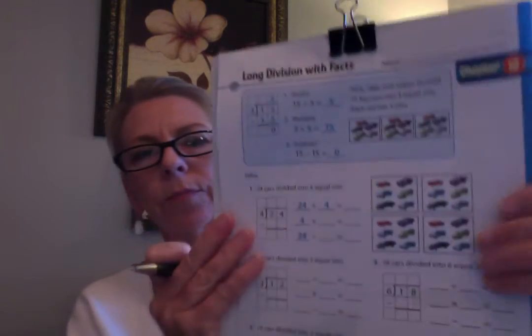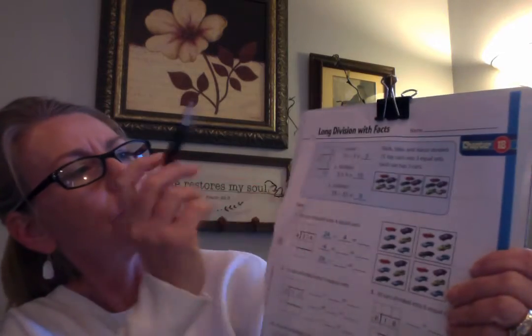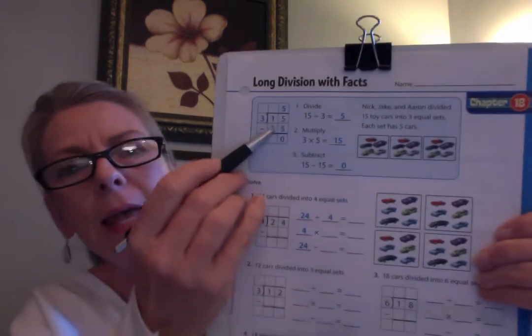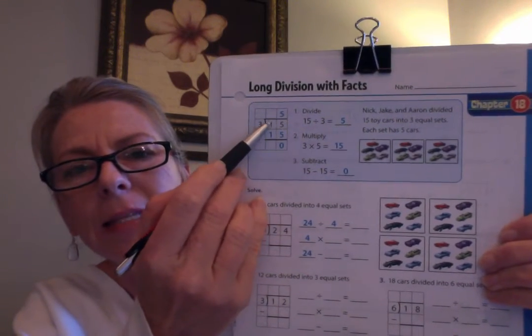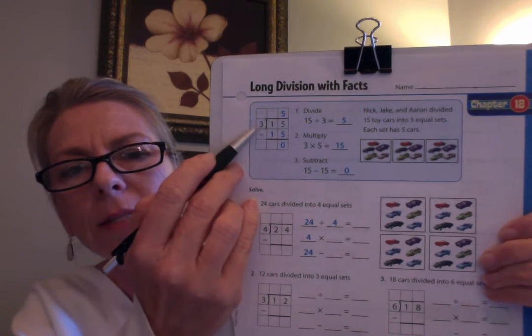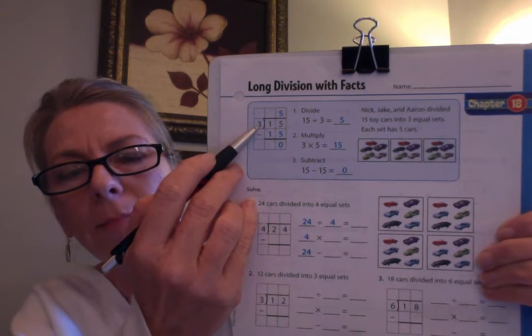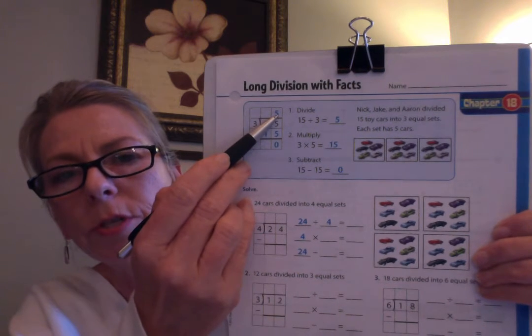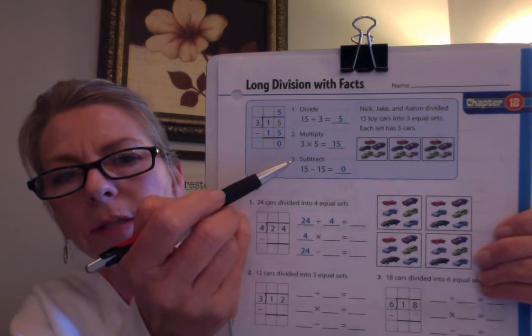All right, so let's try some on our workbook page, 301. You can see that they have done those basic steps for us. We started with 15 and we are dividing by 3. By the way, the number inside the division frame is called the dividend. The number on the outside is the divisor. That's what we're dividing by. And then the quotient is the answer that goes on top.